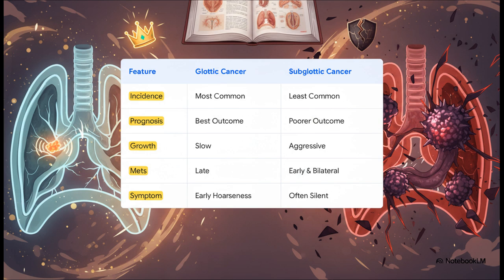On one hand, you have glottic cancer. It's the most common, it grows super slowly, it gives you early hoarseness so it gets caught, and it has the best outcome. Easy enough, right?